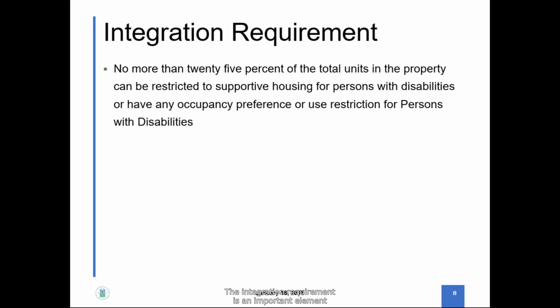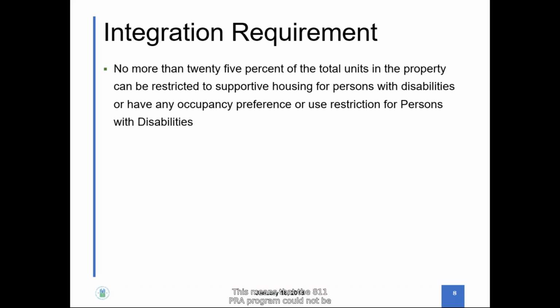The integration requirement is an important element of the 811 PRA program because it ensures that 811 PRA tenants live in community-based housing that is not exclusively for people with disabilities. The 811 PRA statute says that no more than 25% of the total units in the property can be restricted to supportive housing for persons with disabilities or have any occupancy preference or use restriction for persons with disabilities.